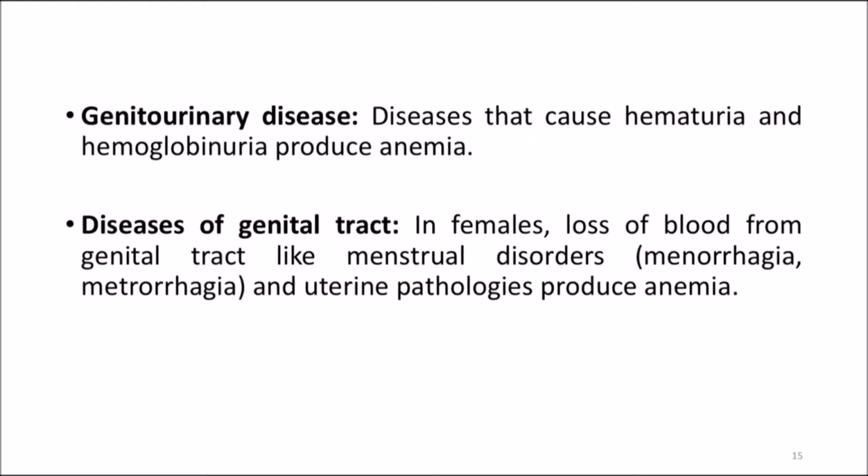Genitourinary diseases that cause hematuria and hemoglobinuria can produce anemia. Diseases of the genital tract in females, with loss of blood from the genital tract like menstrual disorders, especially menorrhagia, metrorrhagia, and uterine pathologies, can produce anemia.